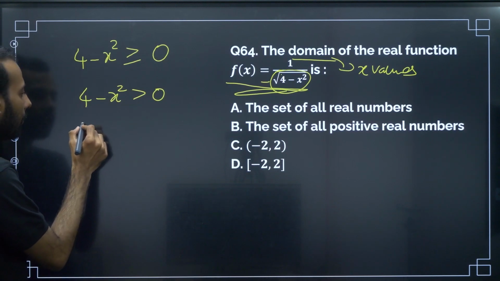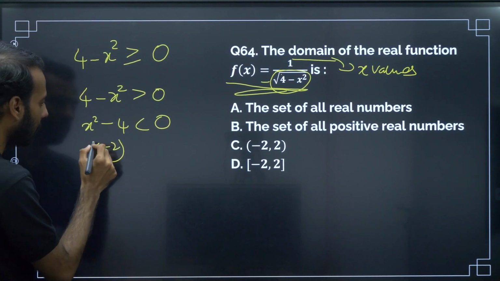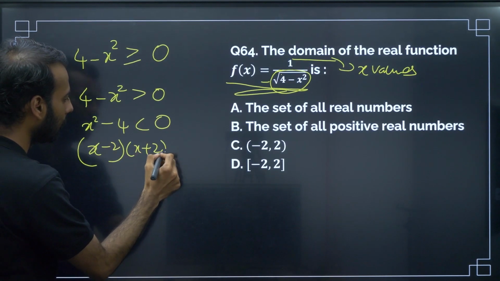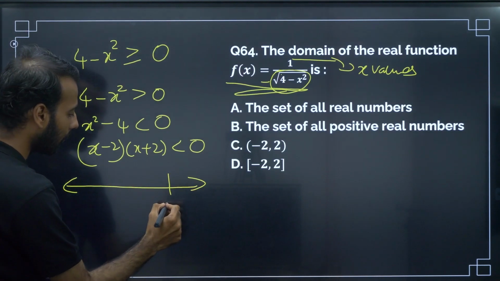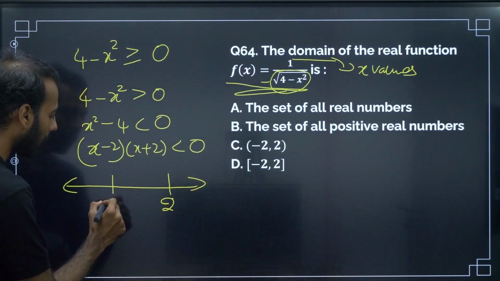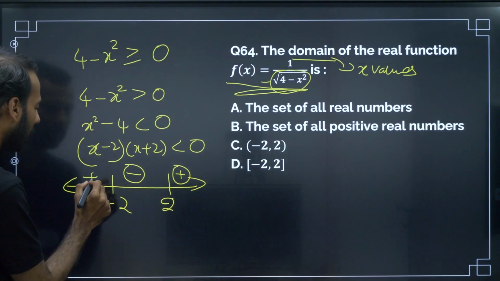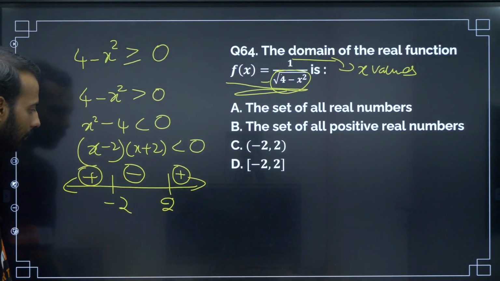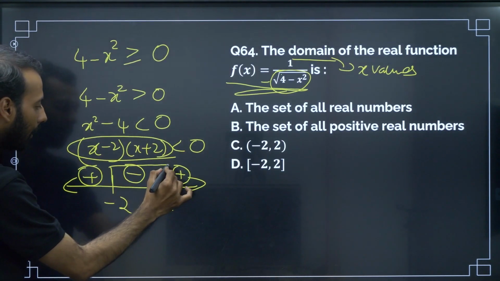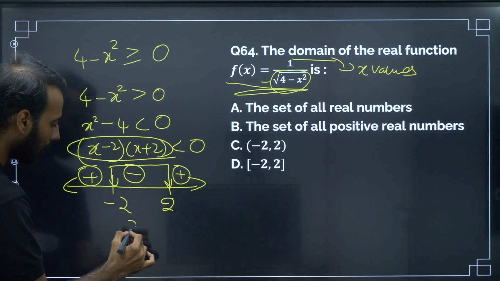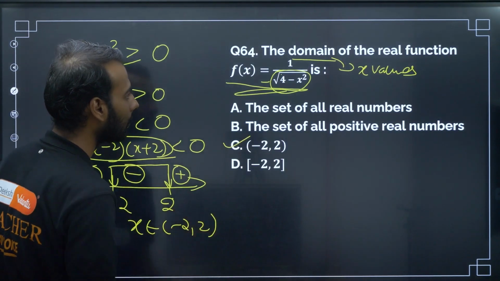So let me write it like this: x square minus 4 less than 0. So (x minus 2)(x plus 2) less than 0. Go for wavy curve method. I think you are already aware of it. Mark minus 2 and 2. Here we mark plus, here we mark minus, here we mark plus. So this expression is negative, so we are interested in this region. Also x belongs to (-2, 2). C is the answer.